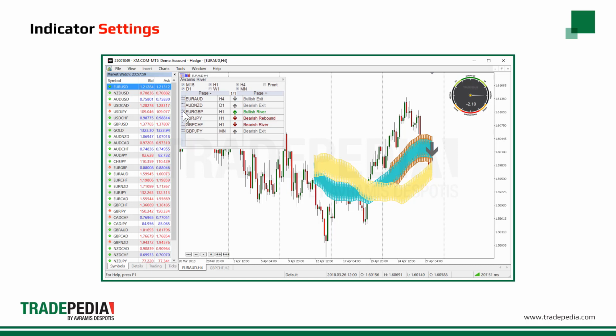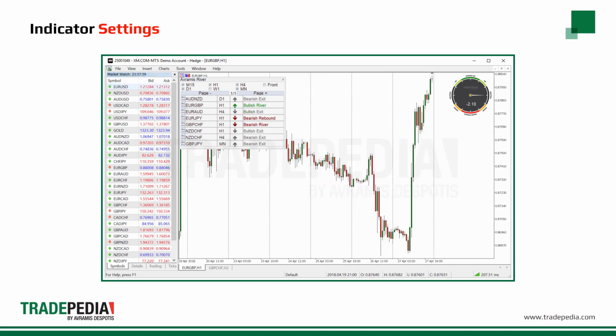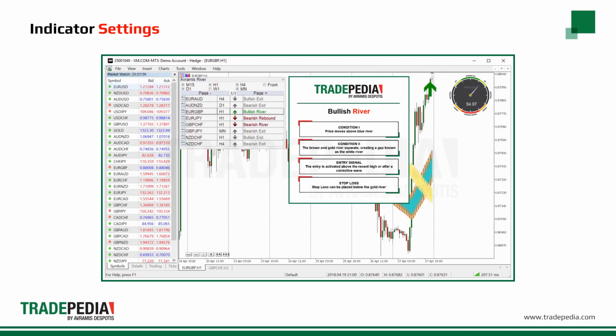Clicking on the envelope next to any of the signals switches the chart to the time frame of the signal, with further information available in the monitor panel.